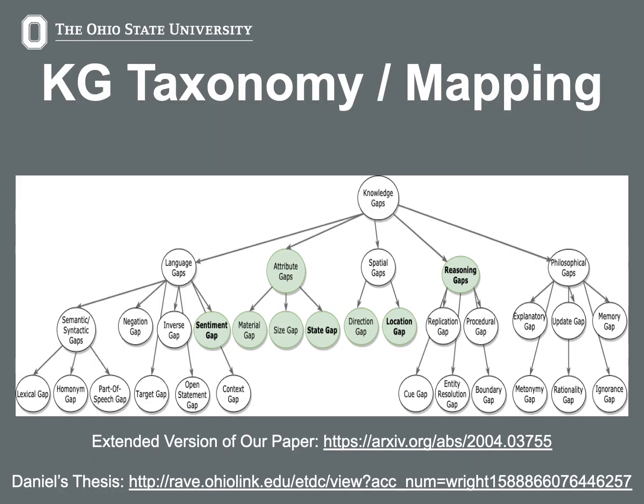We apply the presented taxonomy to the 2019 Stanford GQA dataset. This dataset contains a rich set of annotations that we use to identify knowledge gaps for each question. In this work, we focus on all knowledge gaps in bold. The extended version of our paper is available on arXiv and focuses on all knowledge gaps in green. Our paper contains a detailed definition of the knowledge gaps in green and the mapping process to tag questions with their respective knowledge gaps. Additionally, the definition of all knowledge gaps in the taxonomy can be found in my collaborator Daniel's master's thesis.